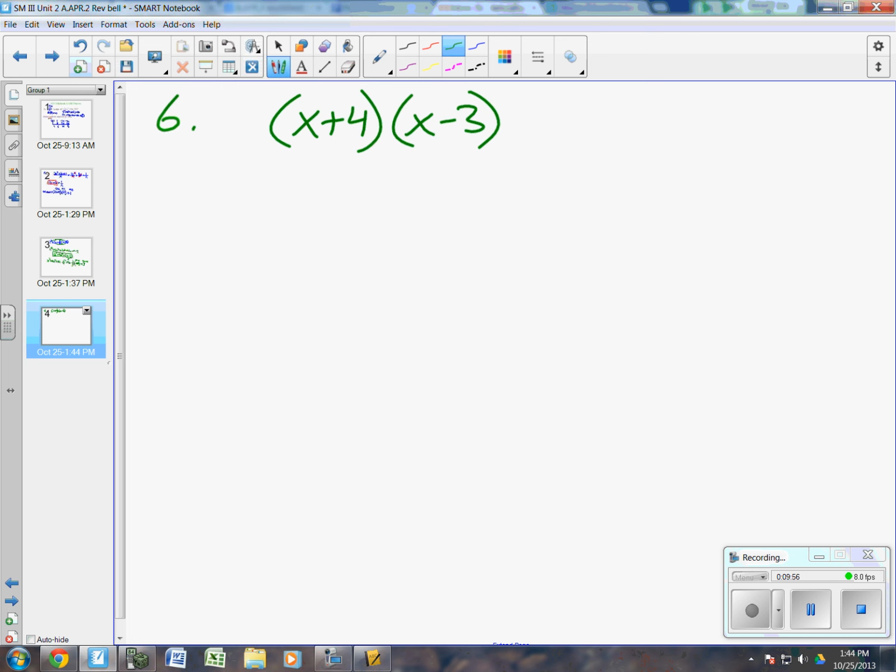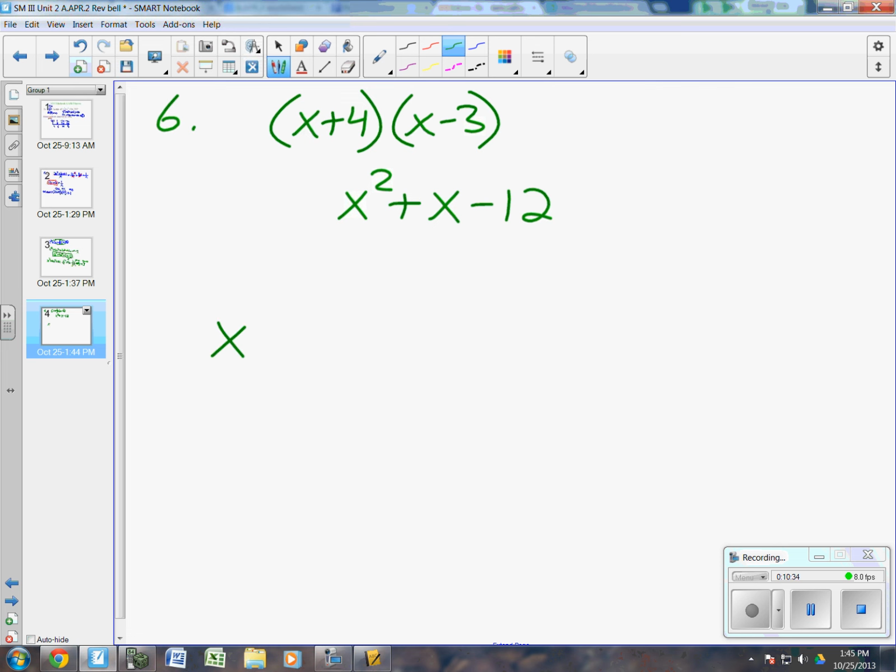Have you done this part of 6 yet, where it asks you to multiply those together? What do you get? X squared plus what? That's what you should get: x squared plus x minus 12, right? So we multiply those. It says, what is the remainder when x squared plus x minus 13 is divided by x plus 4?